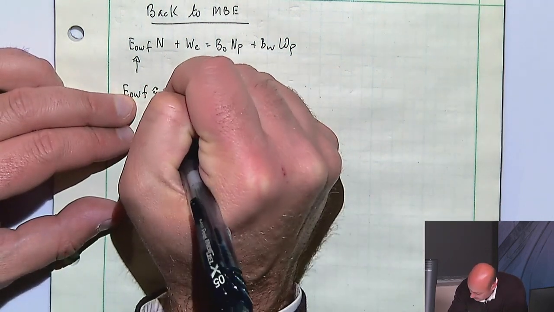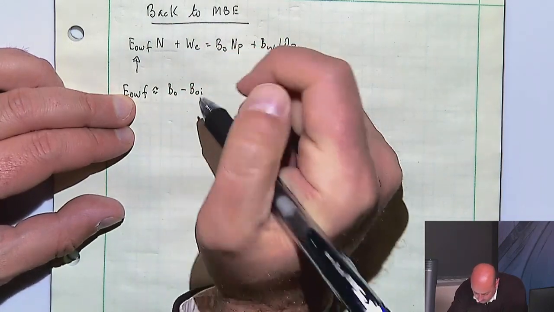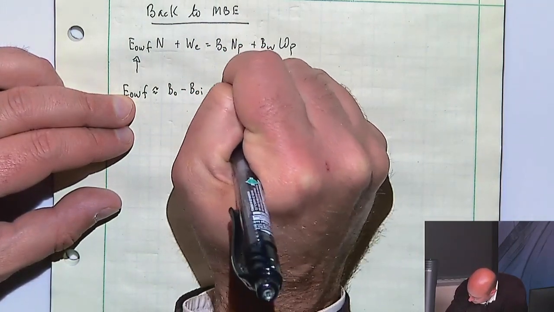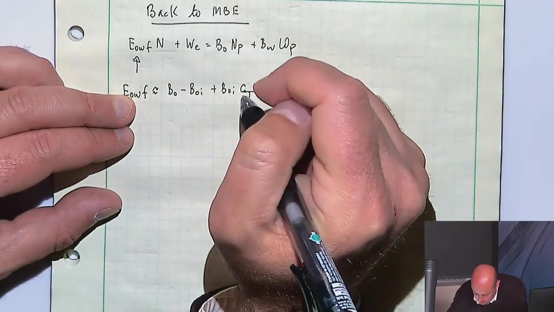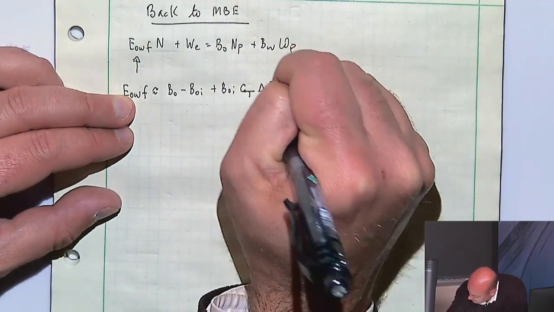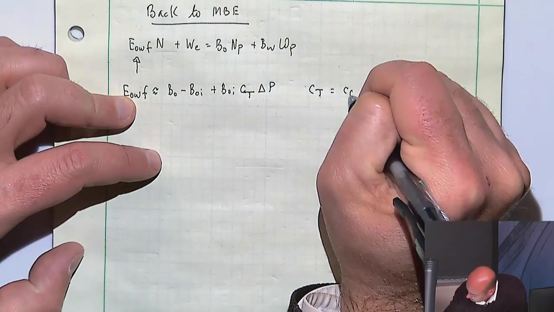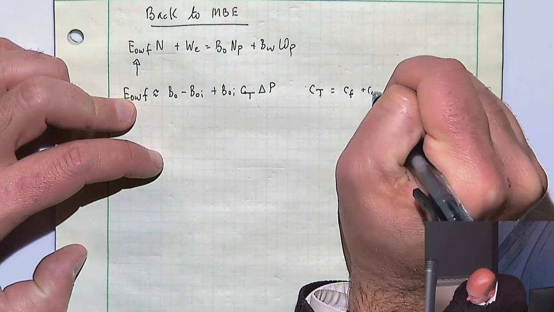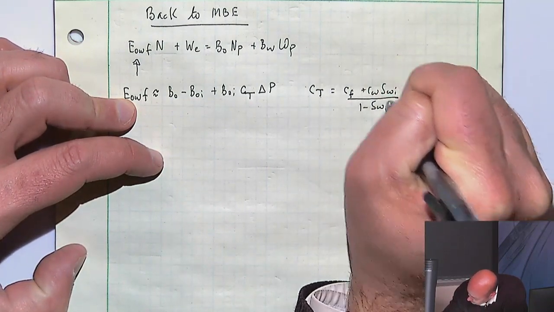It's approximately equal to BO, the formation volume factor, minus the initial formation volume factor, plus the initial formation volume factor times C capital T times delta P. C capital T is a little different than the lowercase t. It's CF plus CW SWI over 1 minus SWI.